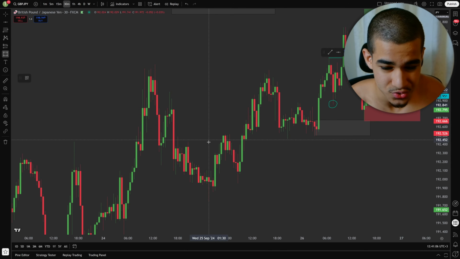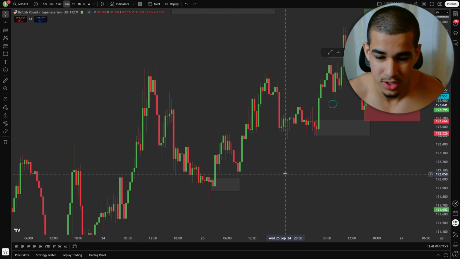I've got 3 other examples right here as well. So this is another example of a 1 candle liquidity with a fake out.